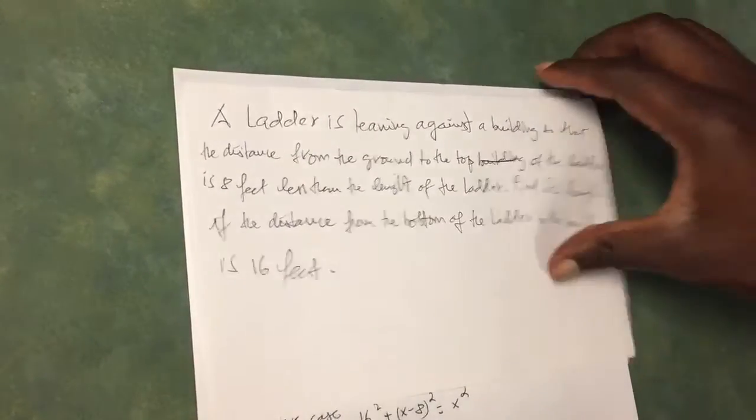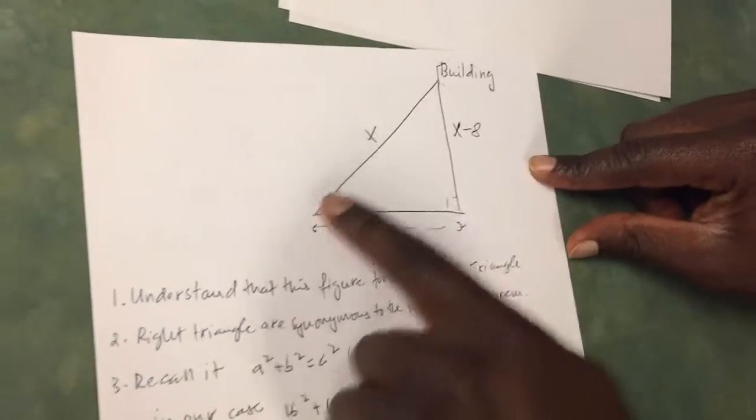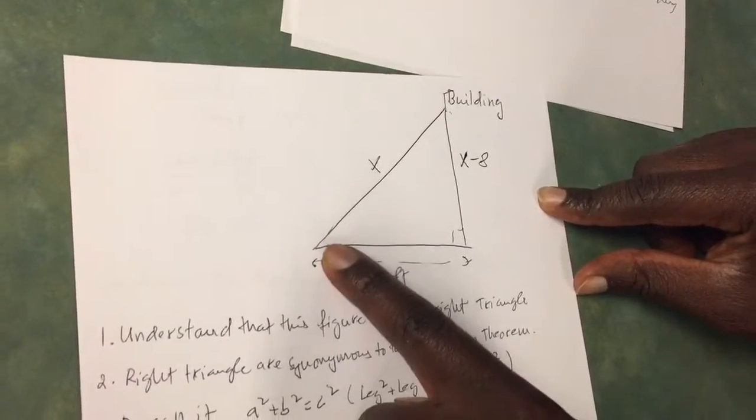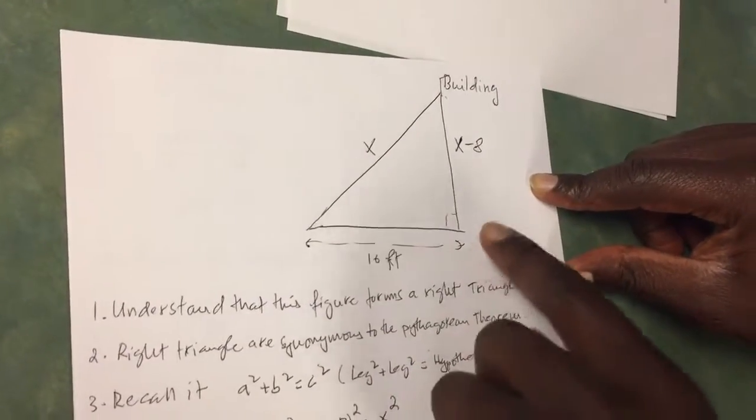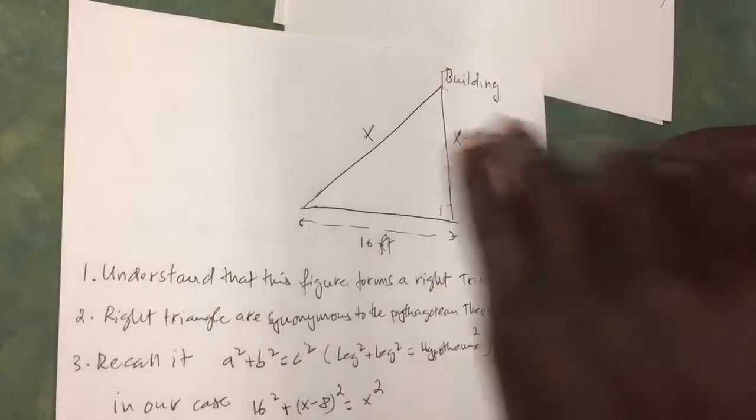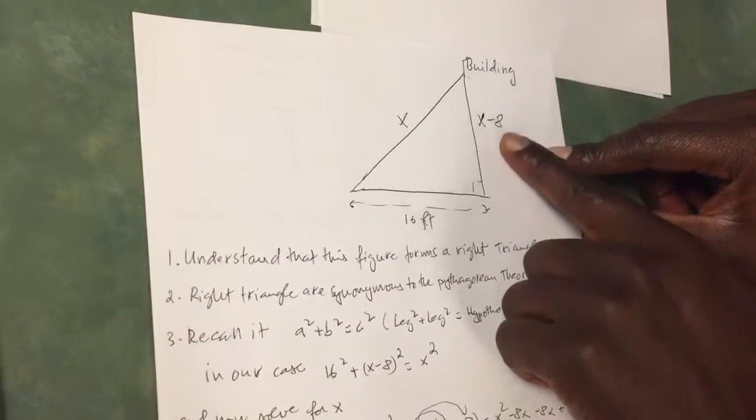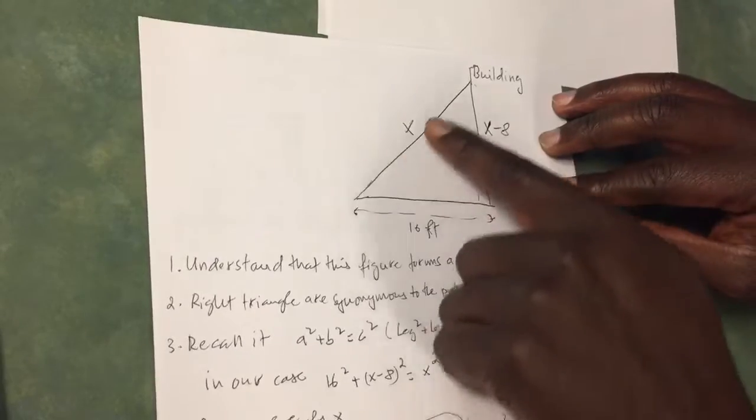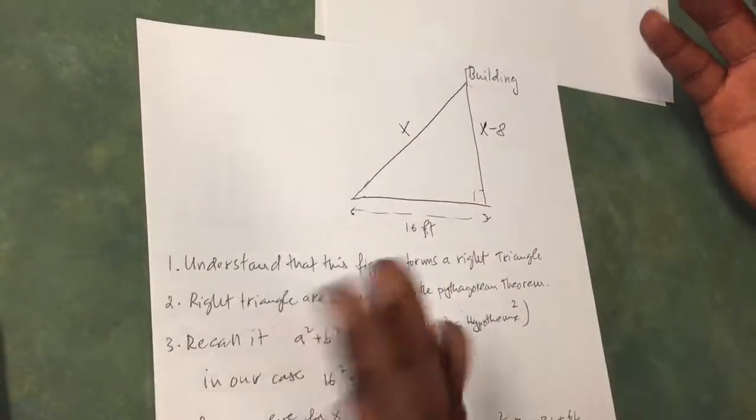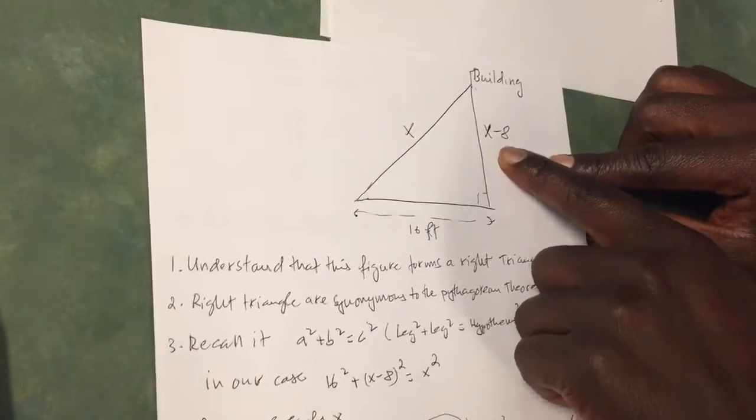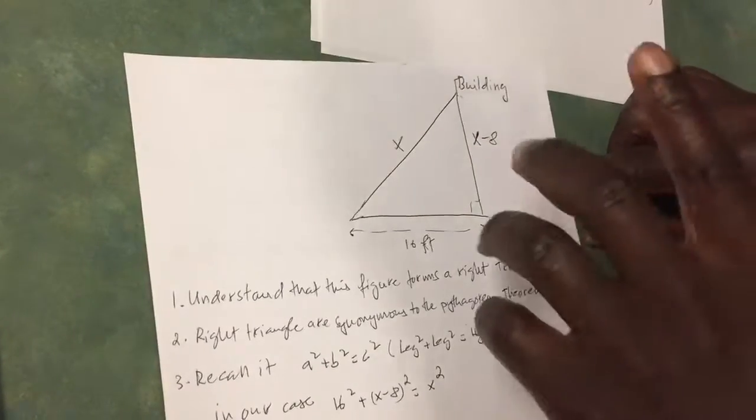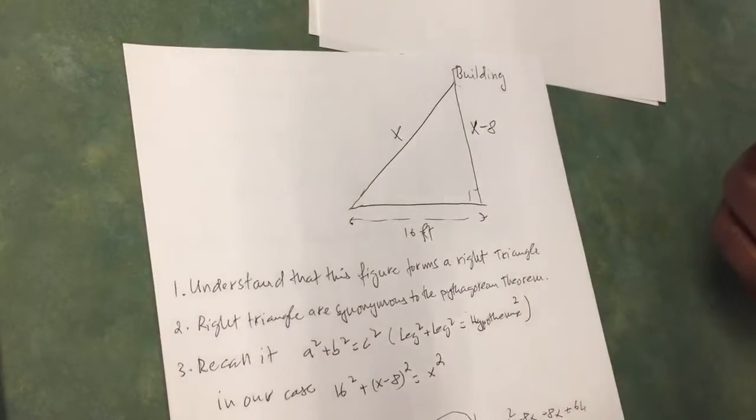So now the first thing you want to do is get a picture of what's going on here, right? So the ladder is leaning against the wall. This is it here, right? And then it says that the distance from the ground to the top of the ladder is 8 feet less than the length of the ladder. We don't know the length, so we're going to call it x. It's 8 feet less than the length of the ladder, so x minus 8. Take away, that means less than, right?